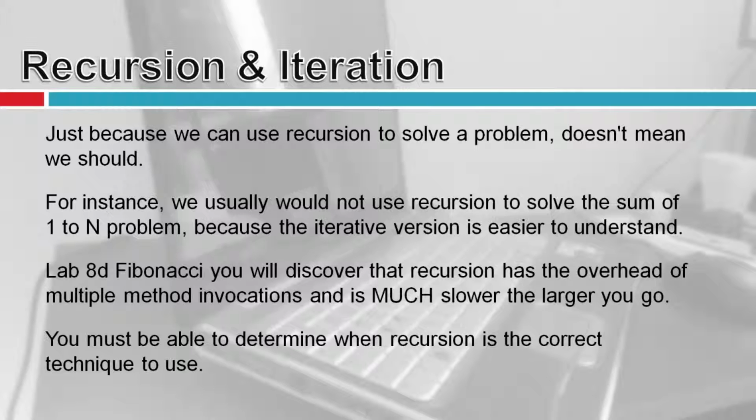In Lab 8D we talk about Fibonacci. You'll discover that recursion has the overhead of multiple method invocations. You'll see that the larger the Fibonacci sequence goes, the longer it takes a computer to figure it out, because it keeps stacking the same method over and over again. On my computer, around Fibonacci 42, the program will not return because it stacks up so much and uses up so much memory. But if I did it iteratively, it comes back within milliseconds. You need to be able to determine when recursion is the best technique to use.